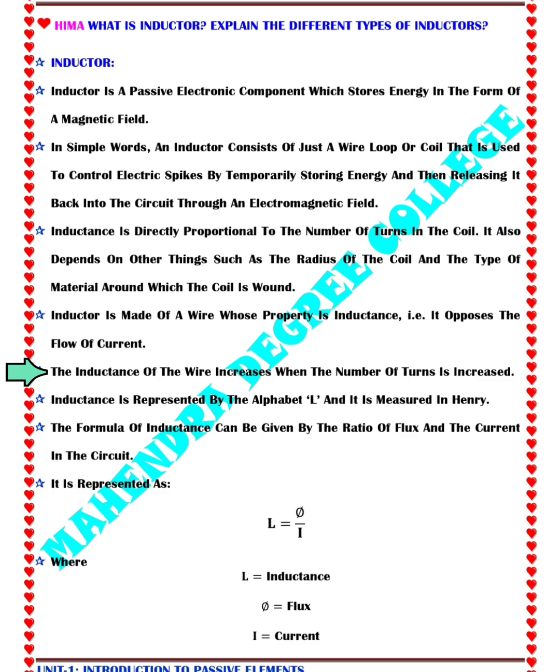When you coil the wire more times, that is, increase the number of turns, you create a stronger magnetic field. More turns mean that each loop adds its own magnetic field. These fields combine and become stronger overall. A stronger magnetic field means more energy stored, which means higher inductance.